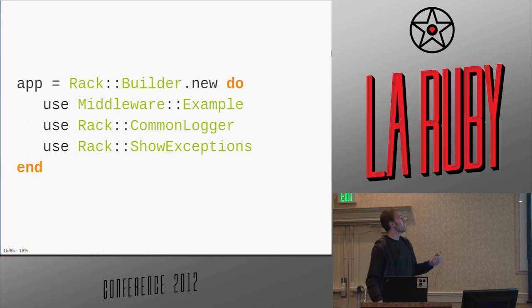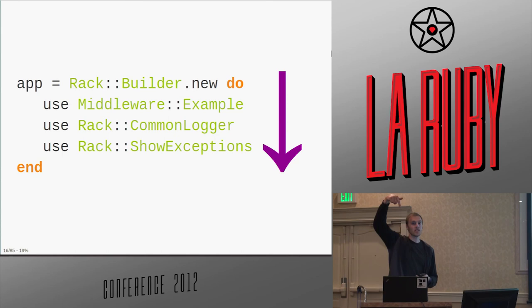So this is what a stack looks like. And the stack operates top-down. So the request comes in at the top. The very first middleware there at the top gets the opportunity to operate on the request first, and then it proceeds down the stack. So let's take a look at just an example middleware.